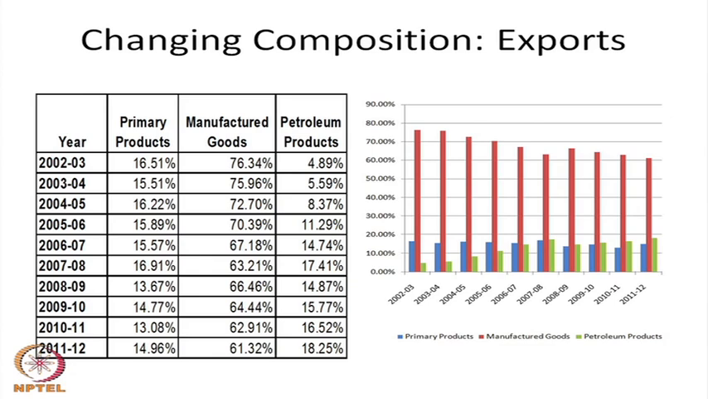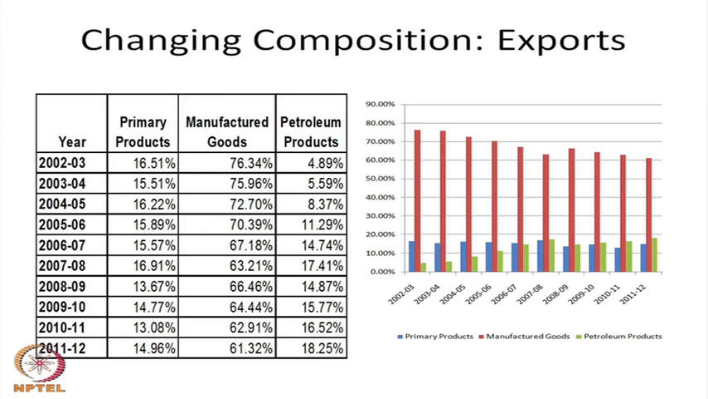The primary product, that is agriculture and allied activity and ores and minerals, which earlier constituted nearly 16% of export revenue, has declined to nearly 15%. The manufacturing sector, though it was around 70%, has recently declined because of recession. The decline started around 2005-6 and 2007-8 onward, there has been economic recession, world export has declined, and because of this reason manufacturing goods export also declined.